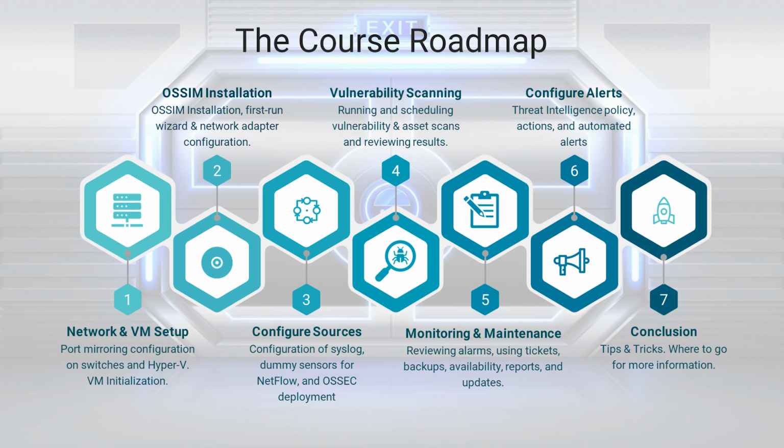In Section 4, we'll cover configuring vulnerability and asset scanning, scanning on schedules, and reviewing results for taking action. Section 5 will cover alarms, tickets, backups, monitoring availability, running reports, and updating your OSSIM appliance. In the sixth section, we'll cover threat intelligence policies, actions, and configuration of email alerting.